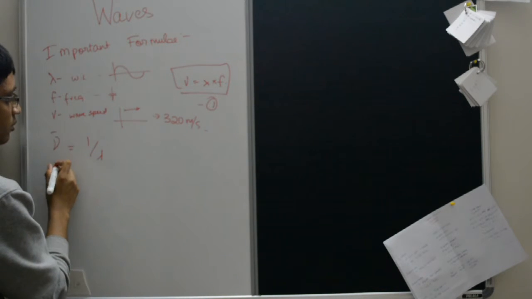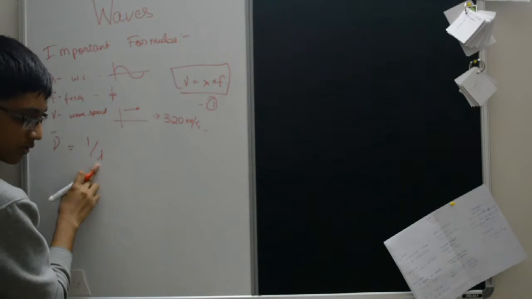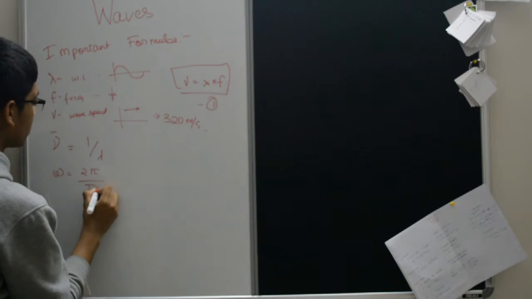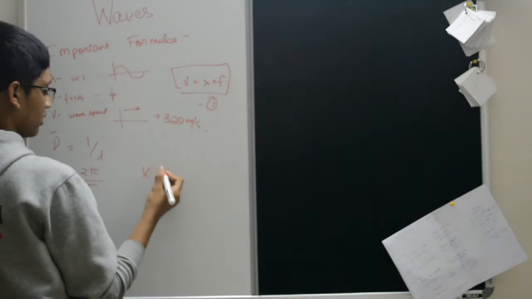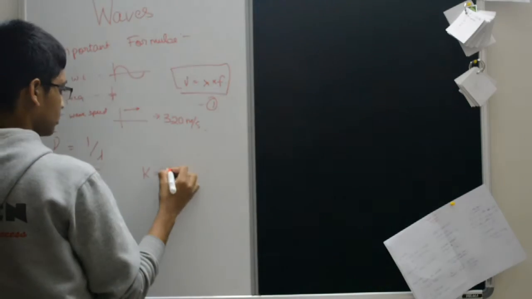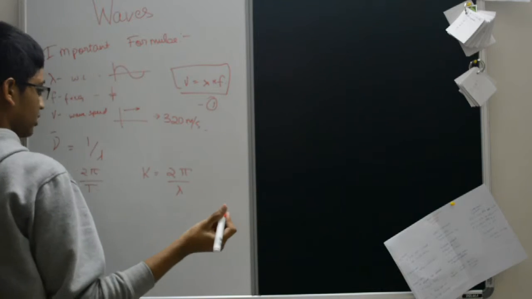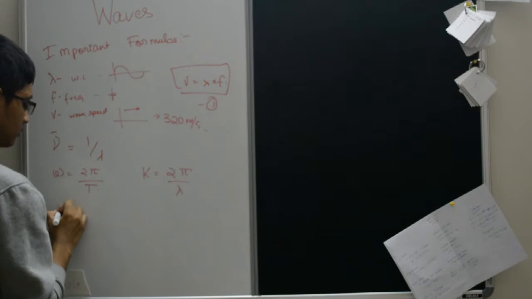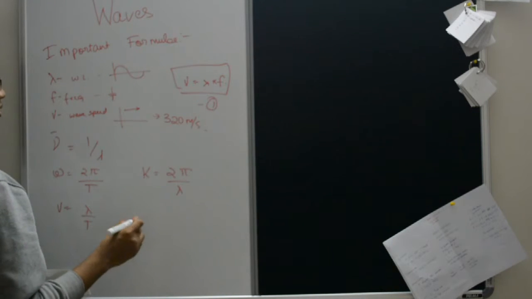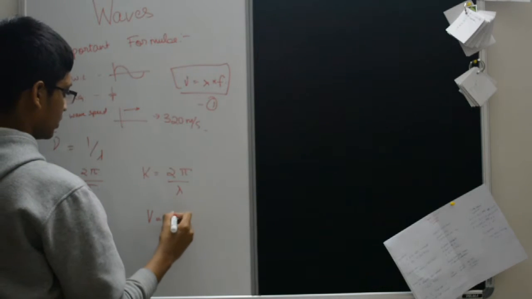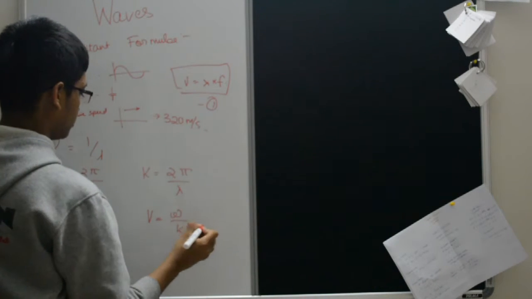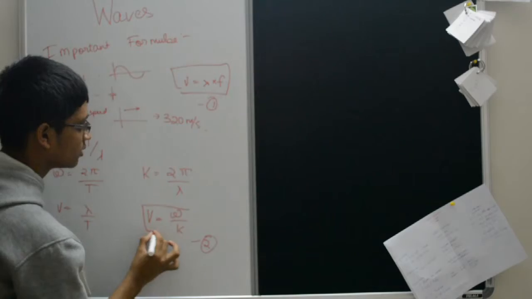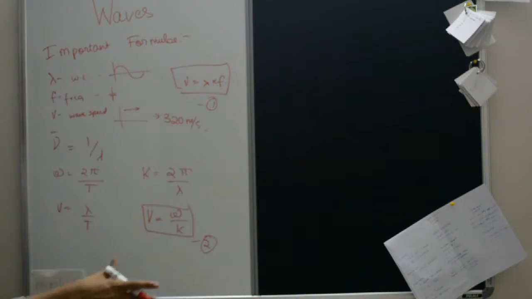After that, this is the wave number, which is 1 by lambda. After wave number we have angular frequency. Angular frequency omega is equal to 2 pi by T. Then we have another thing, k, which is very similar, and this k is equal to 2 pi by lambda. Now if you can see, lambda by T is equal to v, so v is equal to lambda by T, and v is equal to omega by k. This is number 2 of the important formulas. You should remember all of these formulas.